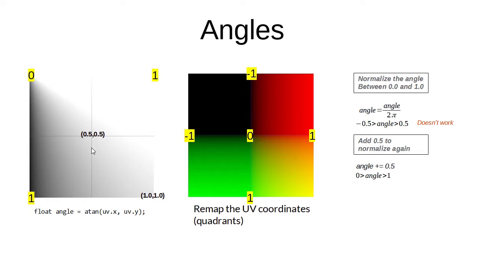This is quite easy. However, if we want a more meaningful angle, we have to do some operations, like remapping the UV coordinates, which we have already done before. Then normalize the angle. This is dividing it by 2 pi or tau, that is the same. This way, we get an angle between minus 0.5 and 0.5. Afterwards, we add 0.5 to get an angle between 0 and 1.